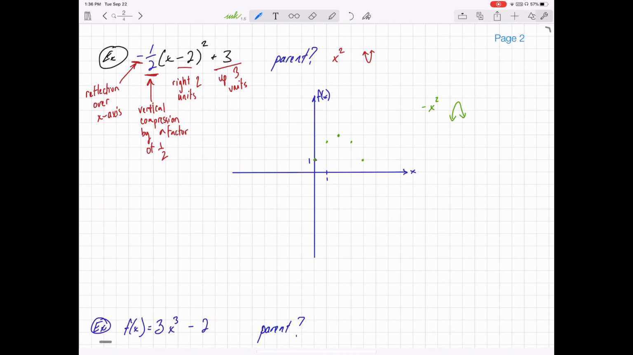Normally we'd go over 3, down 9. For this one, we're going to cut that 9 in half, so we'd go over 3 and down 4.5 units. So if I sketch that out, it gives me a parabola that looks like that. So that would be our graph. The only thing it didn't do there, which I don't like, I should say f of x equals.